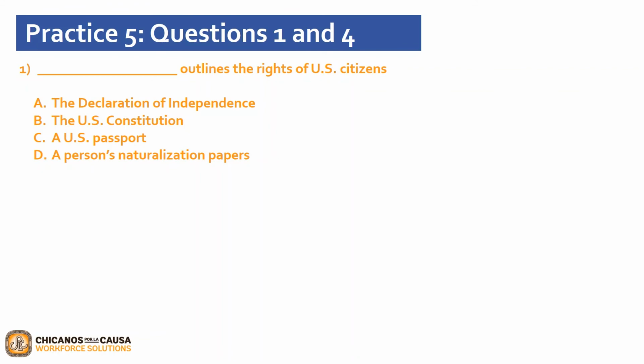So let's answer question 1. Blank outlines the rights of U.S. citizens. A. The Declaration of Independence. B. The U.S. Constitution. C. A U.S. passport. D. A person's naturalization papers. So we learned early on that the rights of U.S. citizens are outlined in the U.S. Constitution. So therefore, the answer is B, the U.S. Constitution.